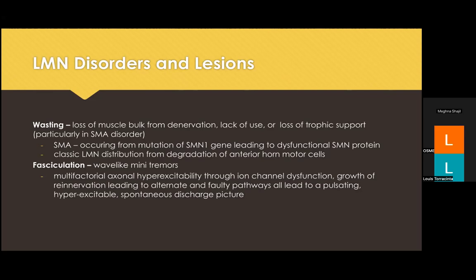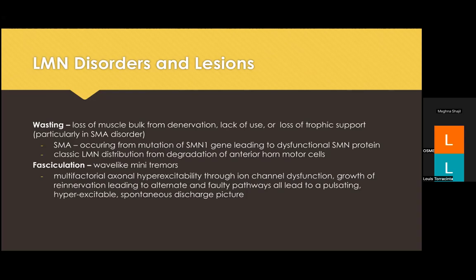So in spinal muscular atrophy, there's a mutation of the SMN1 gene, which leads to dysfunctional SMN protein. And that protein is really important for maintaining the health of the muscle and the nerves attached to the muscle. And so you get this trophic problem as well as a wasting problem. So it's not just that you're not using the muscle, it's that the muscle is actively being broken down because of the SMN protein problems. You get the classic lower motor neuron distribution. So it will follow the distribution of a particular nerve, whichever lower motor neuron you've chosen.